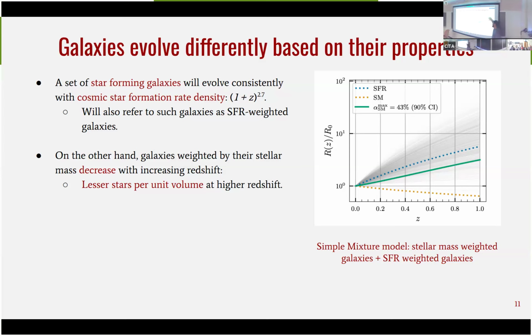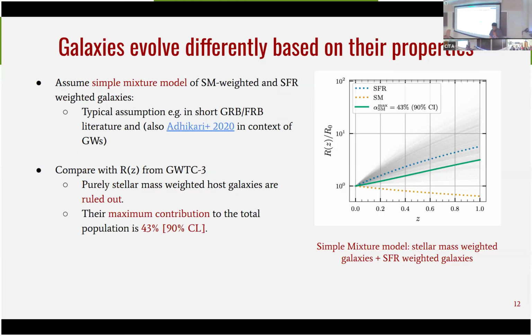And as you can see, and as I've shown you on the last slide as well, most of these black curves actually prefer an increase of the rate with redshift, which means we can already state that something like the stellar mass weighted set of galaxies is ruled out as a complete description of the hosts of binary black holes.